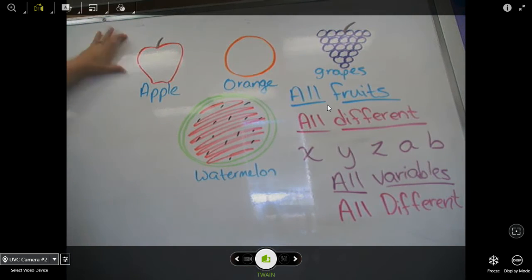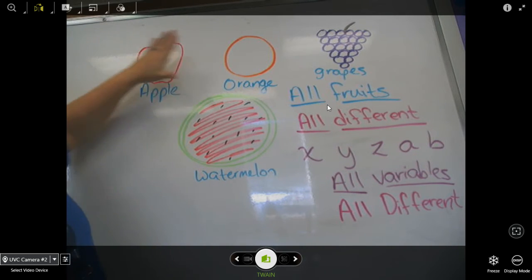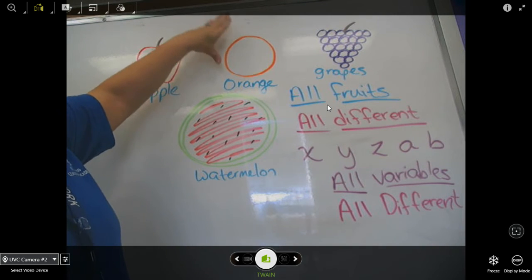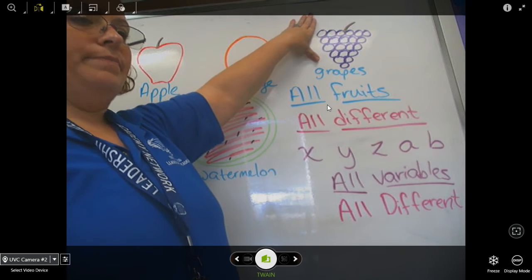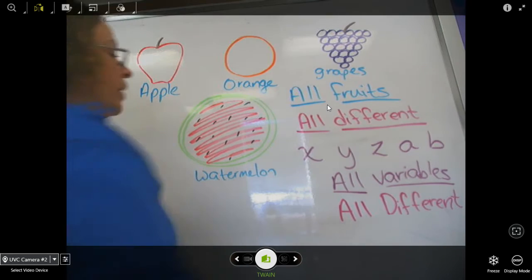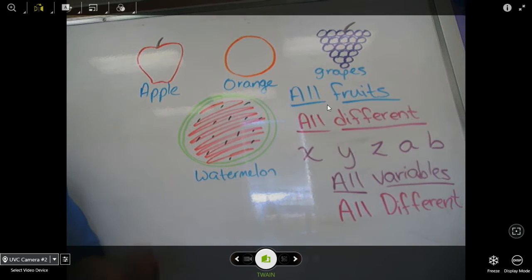We would have to have an apple to go with an apple for it to be alike. We would have to have an orange to go with an orange for it to be alike. The same thing with grapes, and the same thing with a watermelon. So when we're talking about like terms, we mean they have to be exactly the same. They have to look the same. They can't just have a letter and say, oh, they both have a letter. The letter has to be exactly the same.